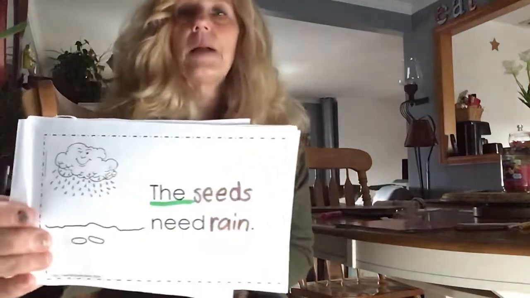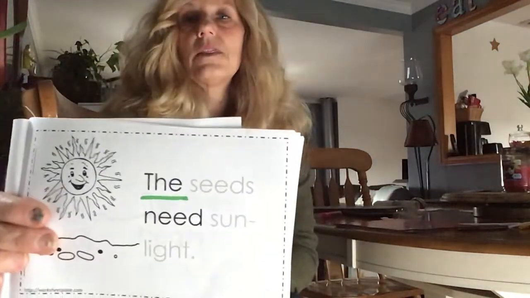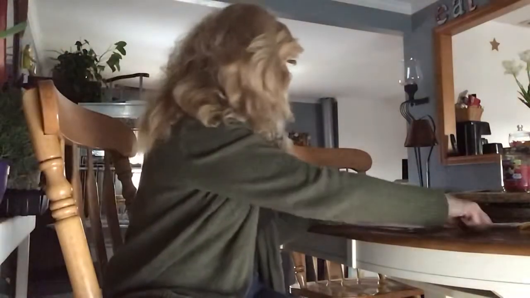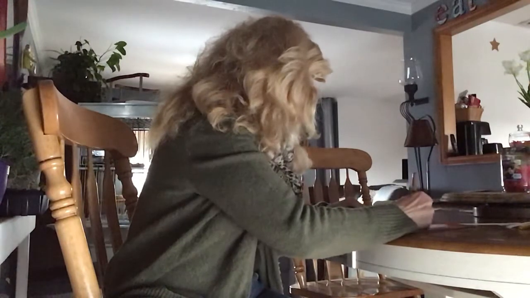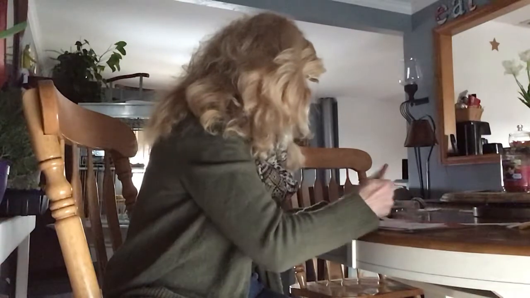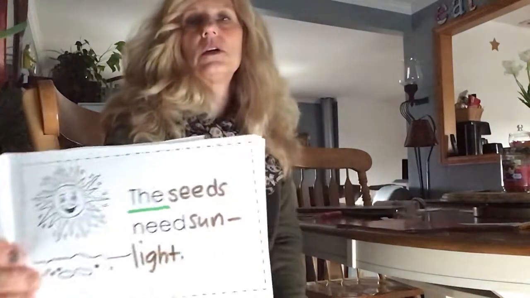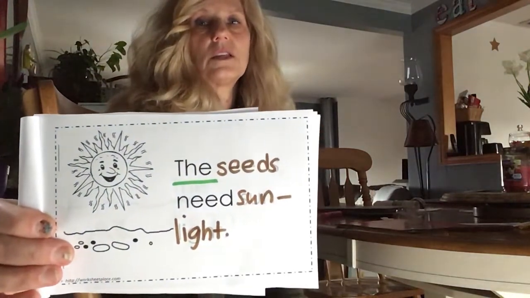Seeds and rain, they're vocabulary words when we talk about plants. The seeds need rain. Then I see seeds and sunlight. They're very light. So I'm going to trace over seeds with my pencil or my pen or my marker. And I'm going to trace over sunlight. They split the word sunlight up, so they needed the dash there. The seeds need sunlight. Then you can color in the sun because the sun gives us sunlight, right?